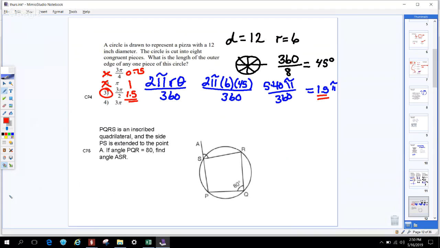Here's an example of the inscribed. Tell me about the opposite angles in an inscribed quadrilateral. Do they equal each other or 180? 180. So PQRS is an inscribed quadrilateral and the side PS is extended. If angle PQR is 80, what is ASR? Let me think for a second. So here's PQR. That's 80. So this whole thing here has to be how many degrees? What type of angle is that?